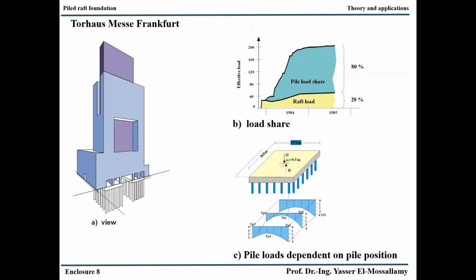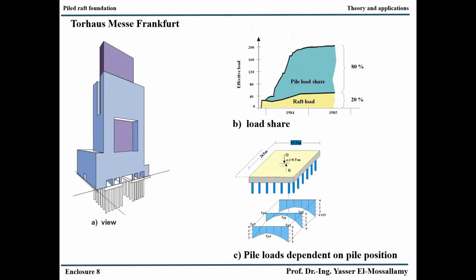More than that, they measured the load on the pile heads, and you can see a very nice distribution of loads. There is high load concentration at the corner piles, at the edge piles, and the piles in the center have very small loads, although all piles have the same diameter and the same length. Therefore, we see that this was not the best piled raft foundation.